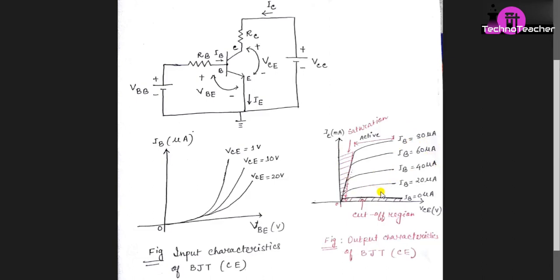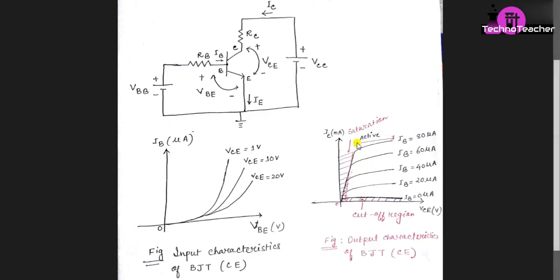Now this characteristics curve can be divided into three regions. First one is active region, next one is saturation region, and third one is cutoff region. Whenever a BJT is used as an amplifier, it is always used in the active region. In active region, the base emitter junction is in forward bias and collector base junction is in reverse bias. Now let's discuss all these three regions one by one.